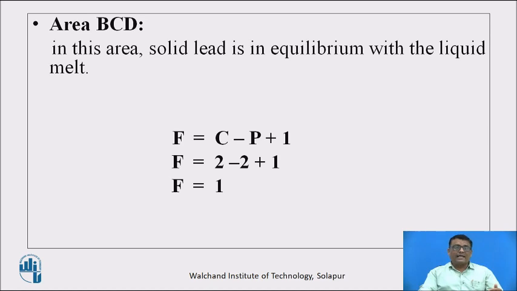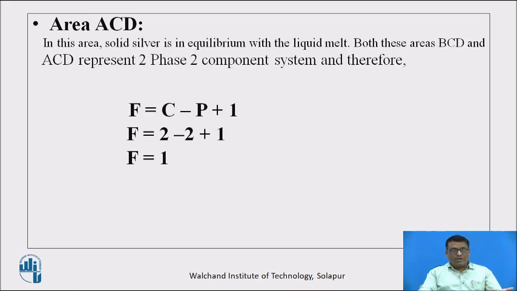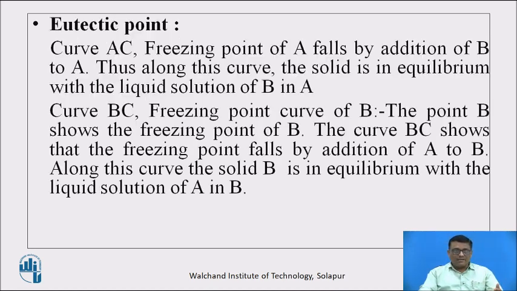This is for another area. In this area, solid lead is in equilibrium with the liquid of both. By putting the value of P equal to 2, we get the degree of freedom 1. This is one more area, area ACD. In this area, solid silver is in equilibrium with the molten solution. Again, in this area also, the value of F is 1.